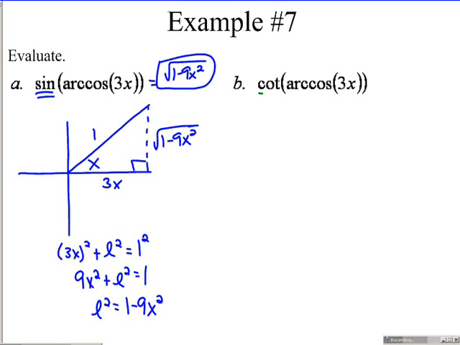Here we want to find the cotangent of that angle. Cotangent is the reciprocal of tangent, so instead of opposite over adjacent, that's adjacent over opposite. And for these, when you're just expressing these ratios, you do not need to rationalize in those problems. You can leave that in that form.